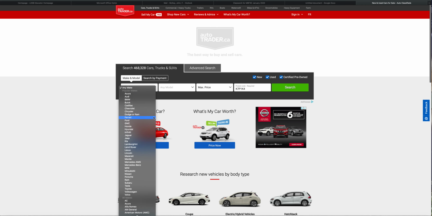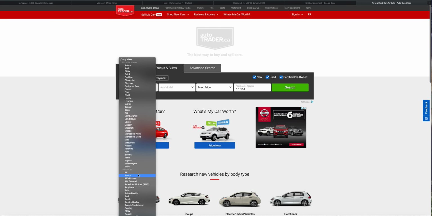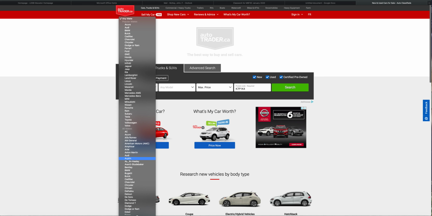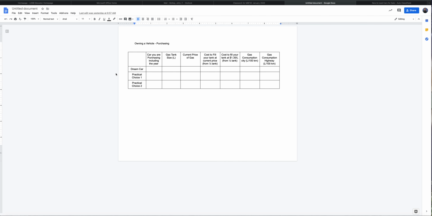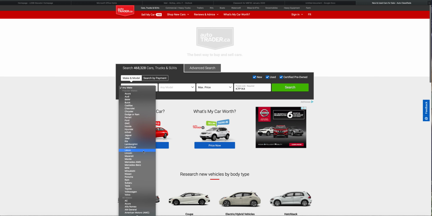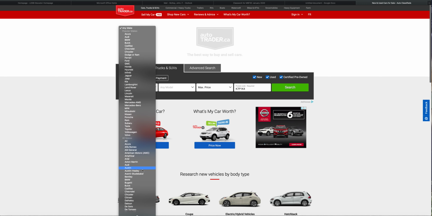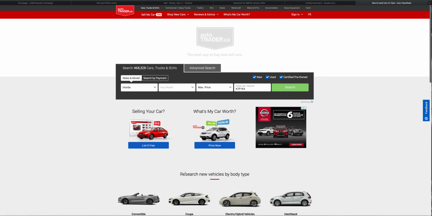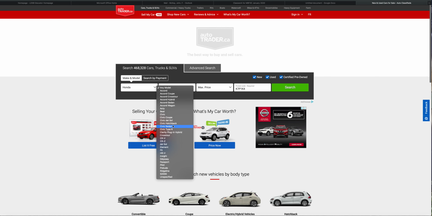But what you can do here is go through all the different makes. Let's say, and what I'll do here is the practical choice, and I'll let you guys have some fun with the dream car, right? But what you're going to see here is the difference between each of these. Let's just pick maybe a Honda as a practical car, and then you can pick the model. We could say even a Honda Civic or something.